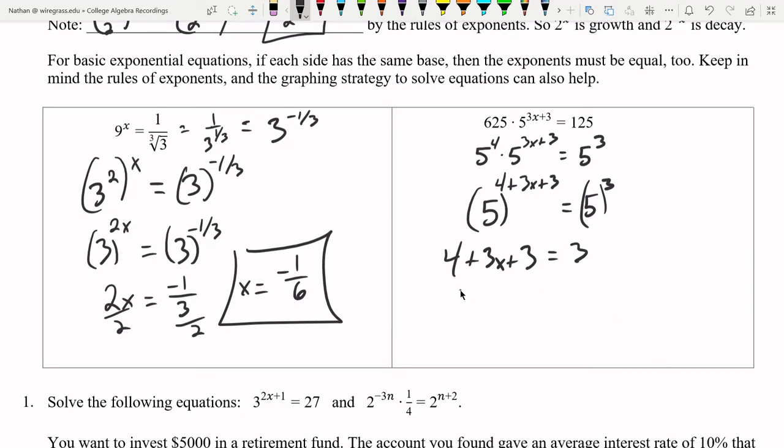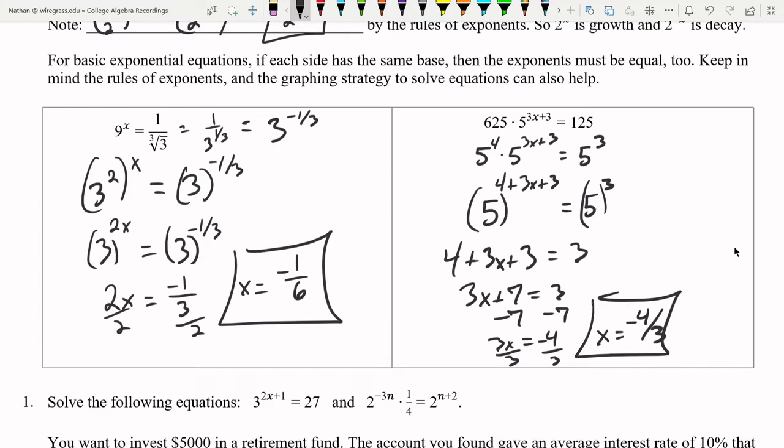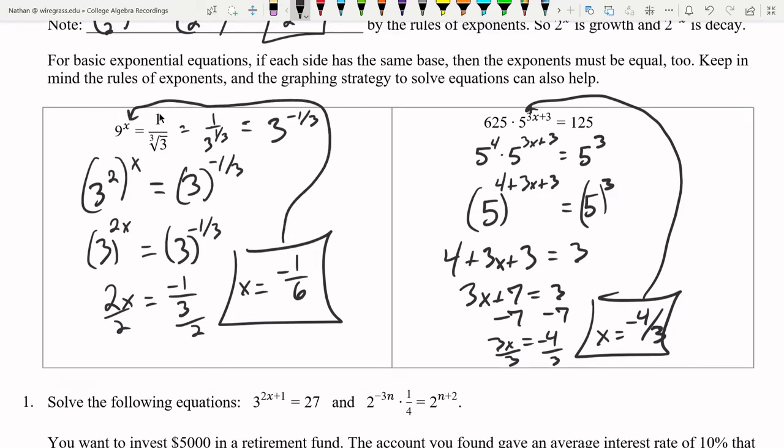Okay, combine like terms. Subtract 7. And then divide by 3. Of course, you can always check your answer by just plugging this thing back into the top equation here. Same thing with this one. Plug it back into there, and you'll get the same answer. Go ahead and give it a try in number 1.